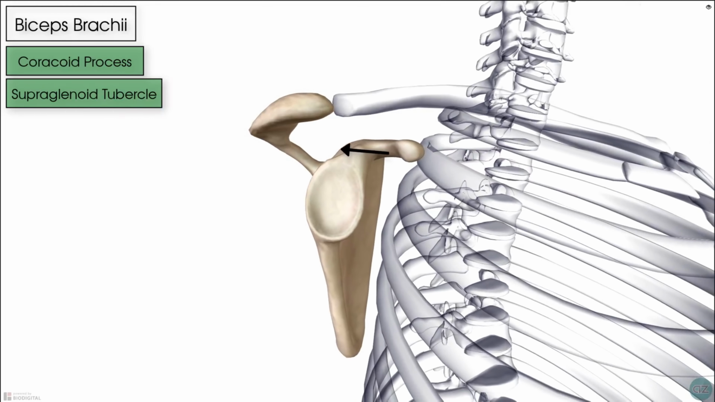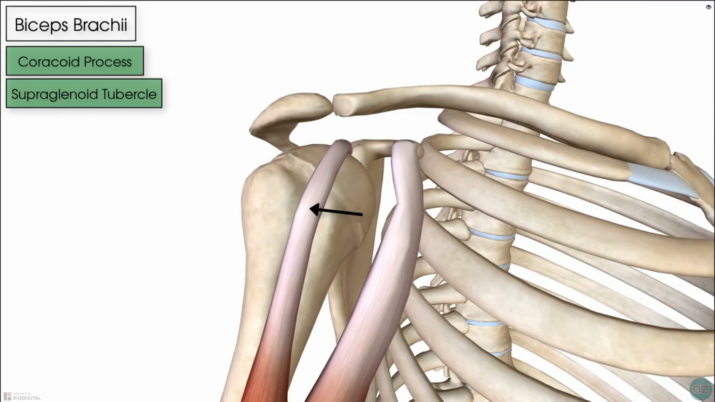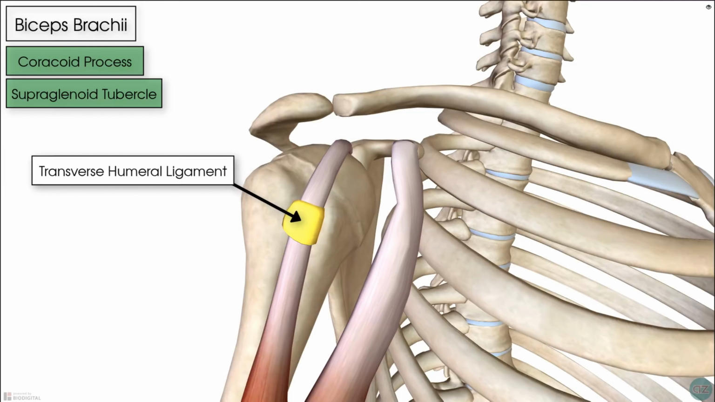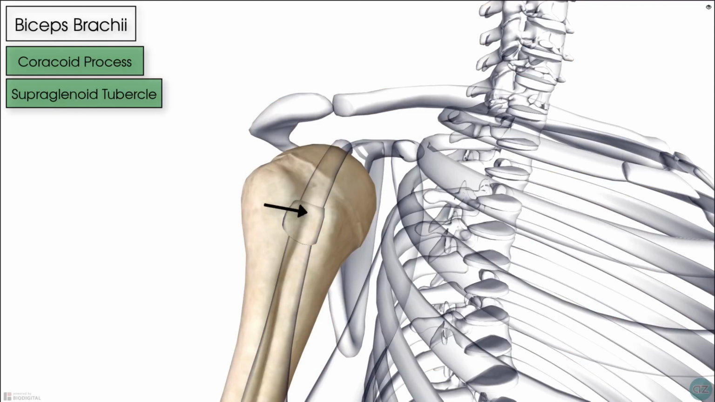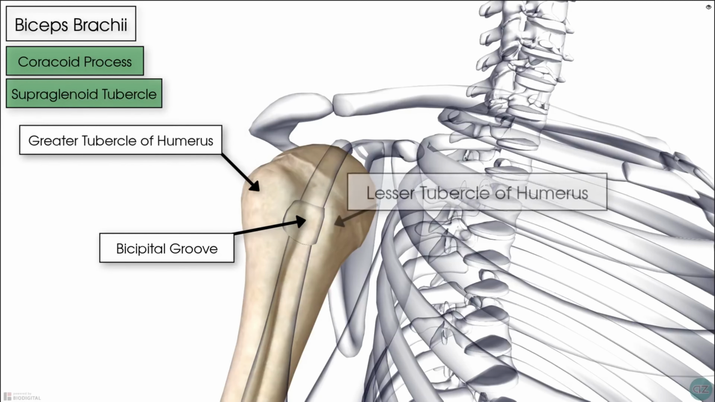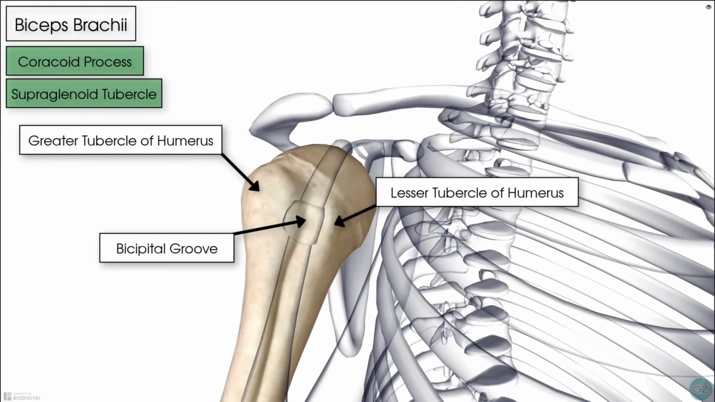So the long head of biceps then passes underneath the transverse humeral ligament. The transverse humeral ligament essentially braces the long head tendon within the bicipital groove. So the long head of biceps runs through the bicipital groove, which is held in place by the transverse humeral ligament. And that bicipital groove is found between the greater and lesser tubercles of the humerus.